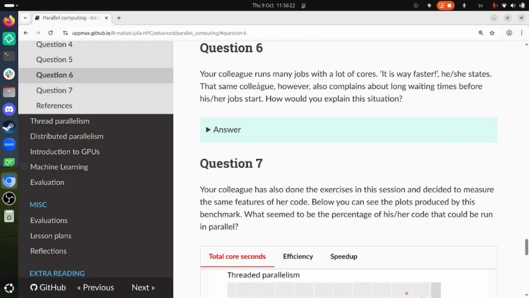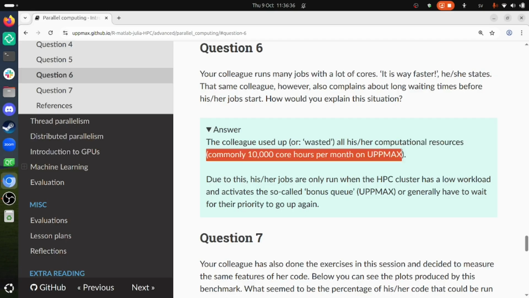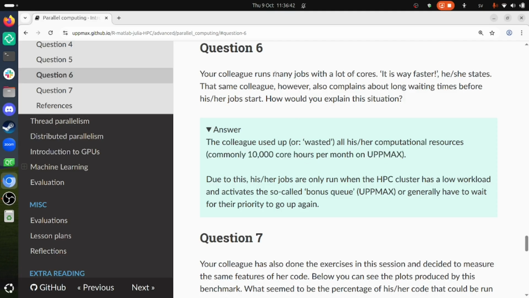The answer is that this colleague probably burned up all his or her resources. Some would say wasted all his or her computational resources. You have typically 10,000 core hours per month, and this is on UPPMAX, one of the HPC cluster centers. So this means that when a job is running, when he or she gets the time to run a job, it's way faster. But the computational resources he or she has available are burned immediately. And this means you have to wait in the queue until it's your turn to do a calculation again.